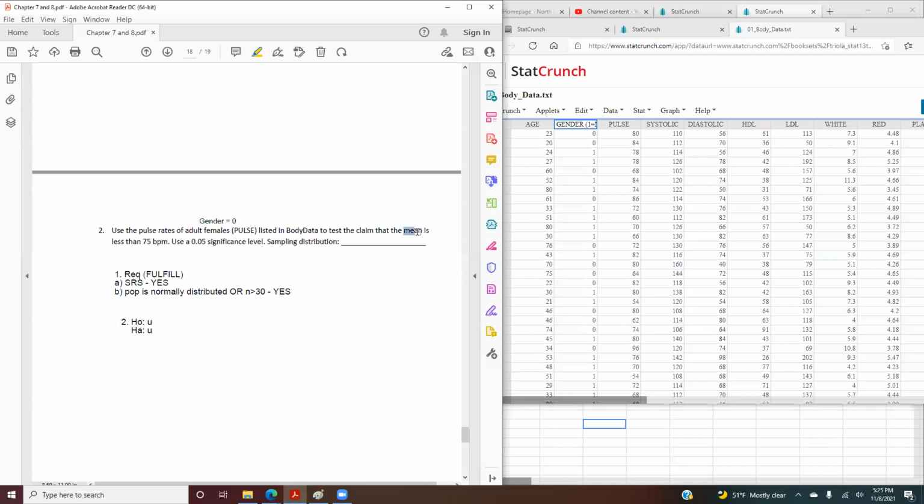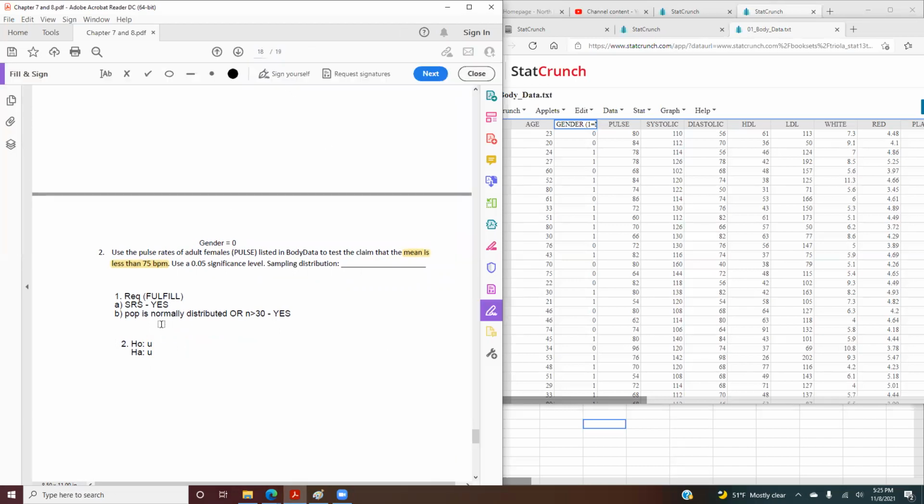The mean is less than 75 BPM. Yep. So the mean is less than 75 BPM. So what is the H0 statement in this case? Mu is equal to 75 BPM. Yep. And HA, Mu is greater than 75 BPM. Again, the claim statement is asking us to prove what? I got less than. Yes, it's less than 75. Good. So at this point, the alternative hypothesis is not changing.